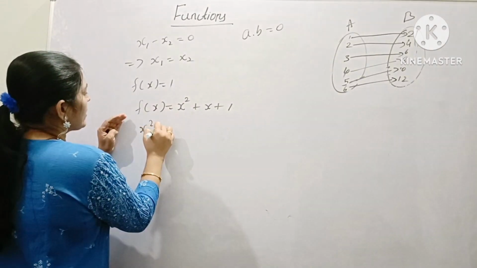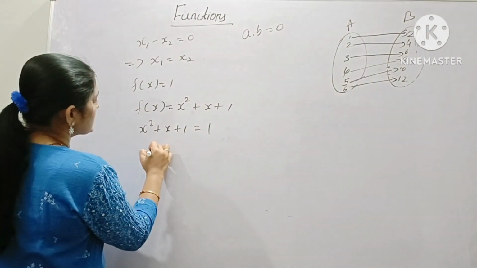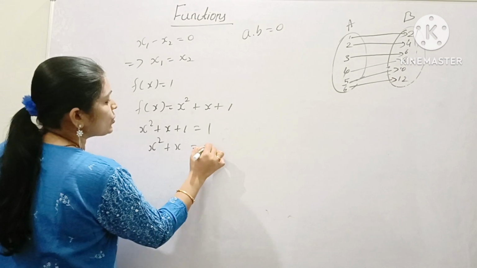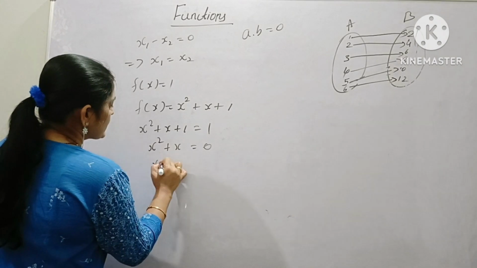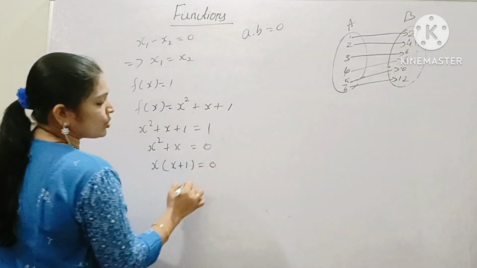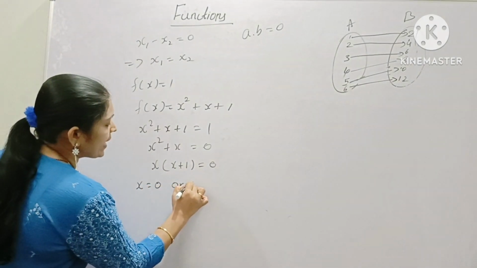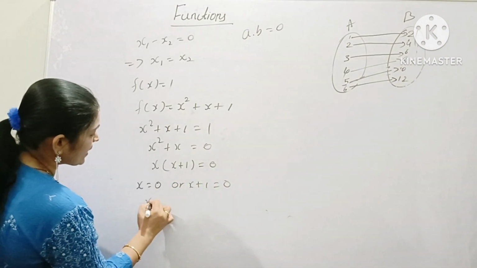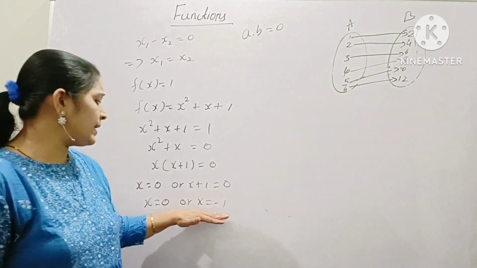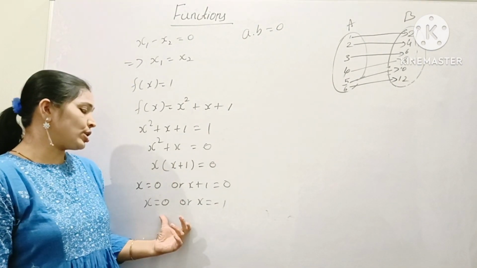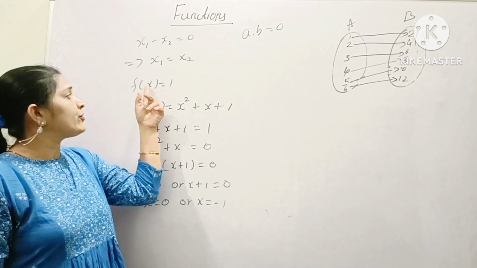See, x square plus x plus 1 is equal to f of x, which is 1. That means x square plus x is equal to 0. Take 1 here, so 1 minus 1, that is 0. That means x into x plus 1 is equal to 0. Either x is equal to 0 or x plus 1 is equal to 0. So x is equal to 0 or x is equal to minus 1. See here, we have got x is equal to 0 and x is equal to minus 1, for f of x is equal to 1.